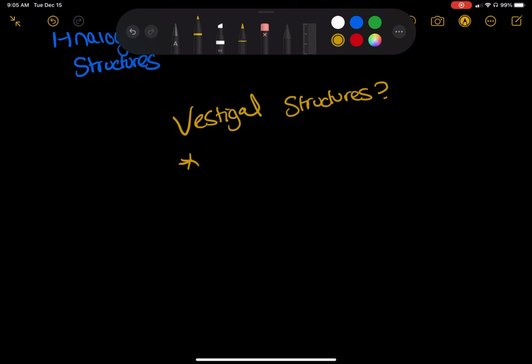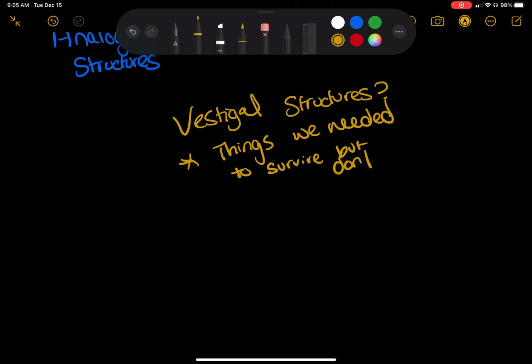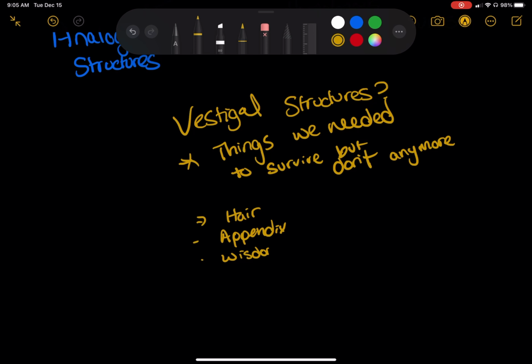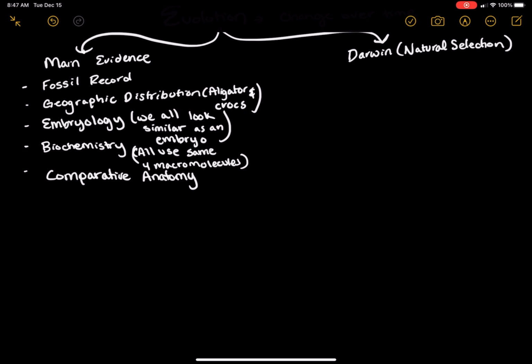Then we have something called a vestigial structure. Vestigial structures are things we don't need anymore. They're pretty much useless to us these days. Like our appendix, you can have your appendix taken out and you can be perfectly fine. Or your body hair. You don't have to have body hair to survive. We don't live in that cold of a climate anymore. We have clothes. Or your wisdom teeth. You don't need your wisdom teeth to chew up your food.